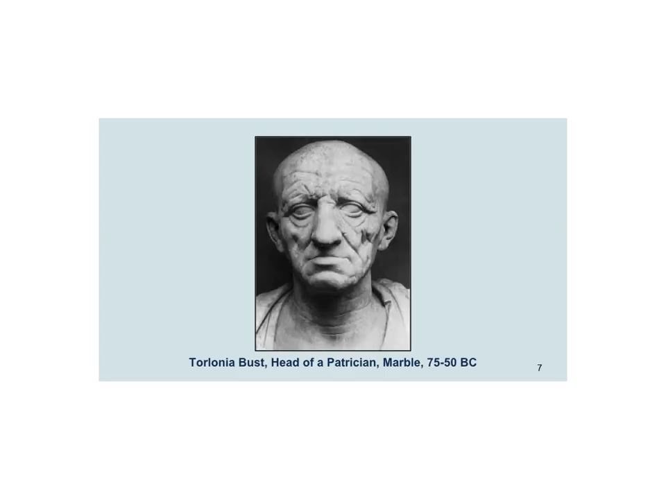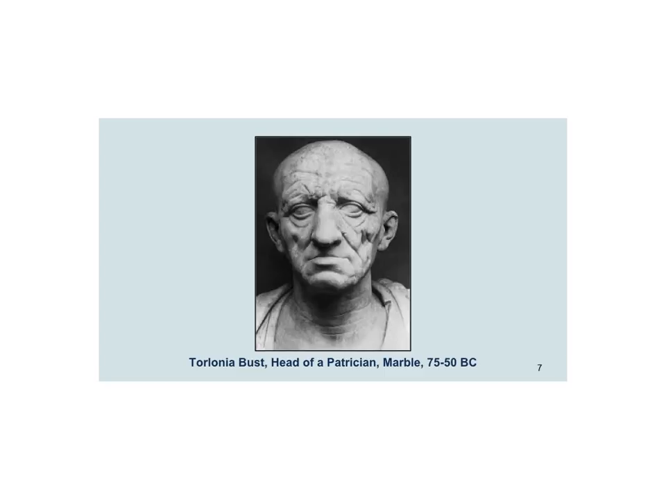An almost hyper-realism prevailed, which, as mentioned earlier, may have had its origins in the wax masks of ancestors. The Torlonia bust is typical of this style, with its furrowed brow, deep facial lines, and a sense of seriousness or gravitas. It's said to be a portrait of Cato the Elder.